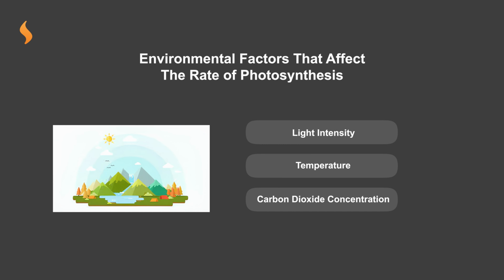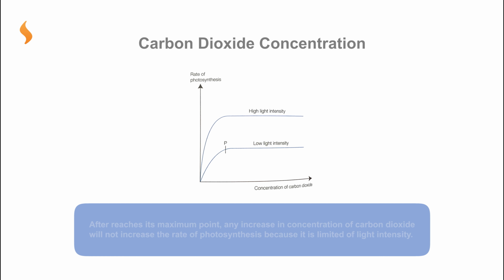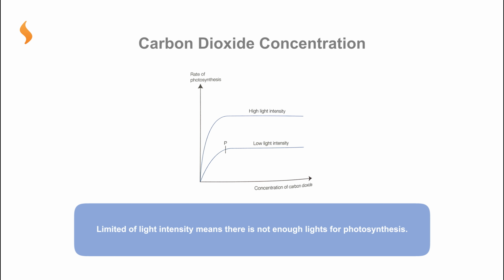Lastly, we will look into the third environmental factor that affects the rate of photosynthesis, carbon dioxide concentration. When light intensity and temperature are constant, the carbon dioxide concentration and the rate of photosynthesis increase to its maximum point. After reaching its maximum point, any increase in concentration of carbon dioxide will not increase the rate of photosynthesis, because it is limited by light intensity. Limited light intensity means there is not enough light for photosynthesis. At this stage, PQ, the rate of photosynthesis is constant.